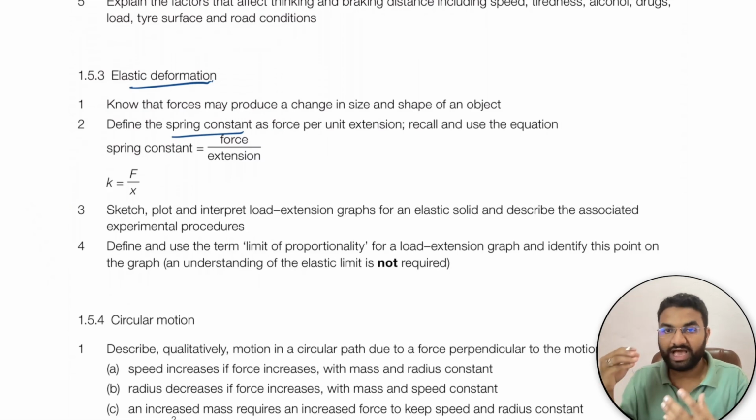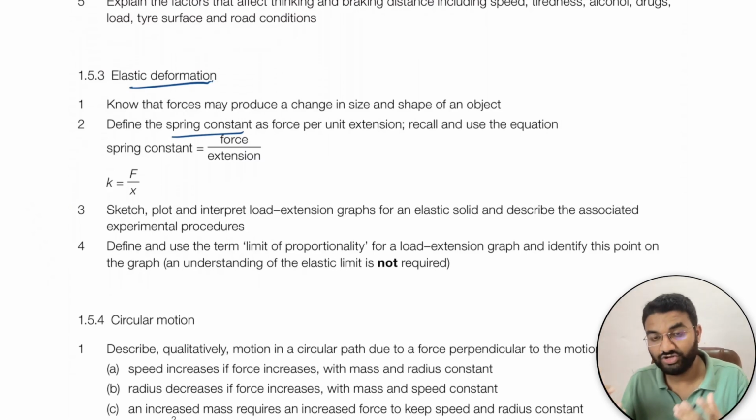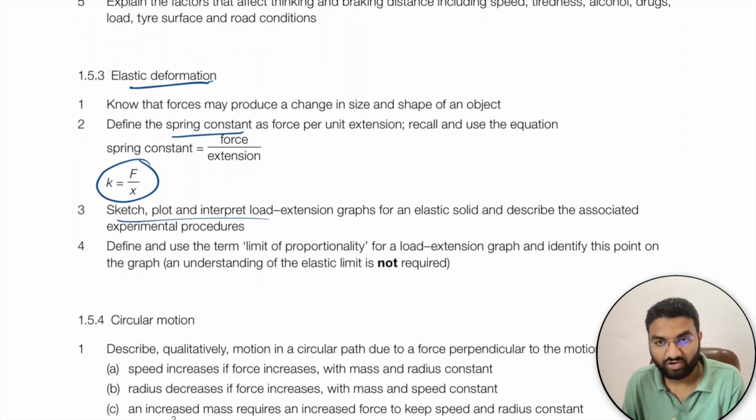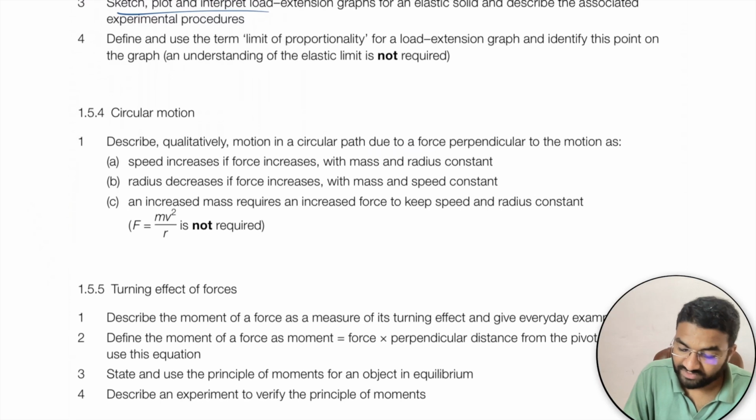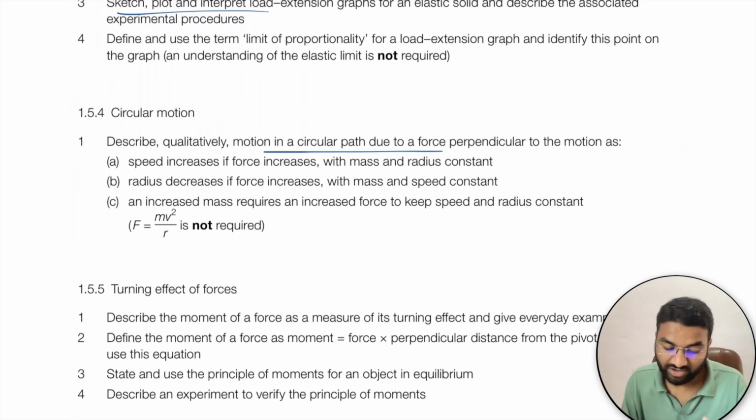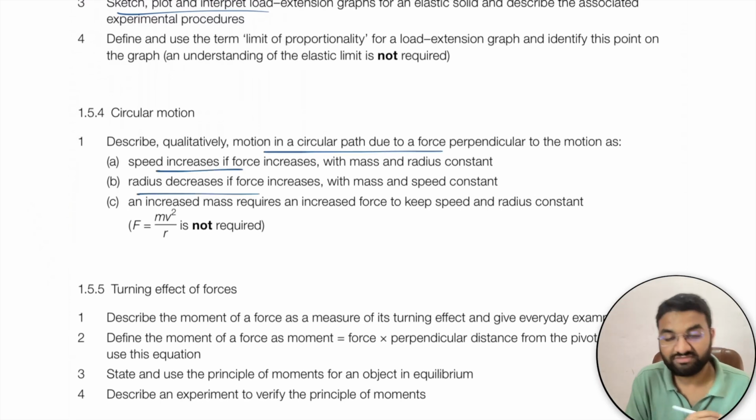And there is a graph, so you have to understand this spring constant part thoroughly. You also have numericals on this part. k is equal to F over x. Sketch and plot the graphs as well. Then circular motion, motion in a circular path: if the speed increases or the radius decreases, how does it affect the motion?